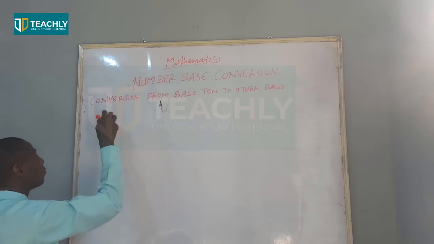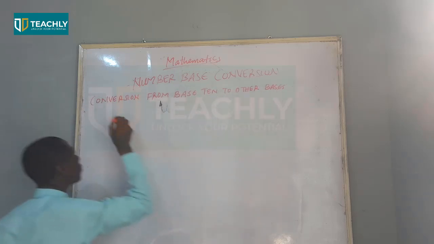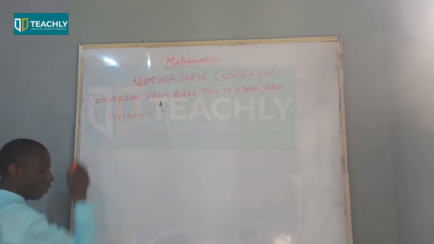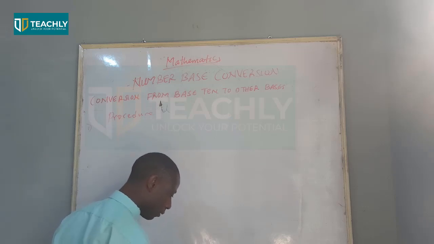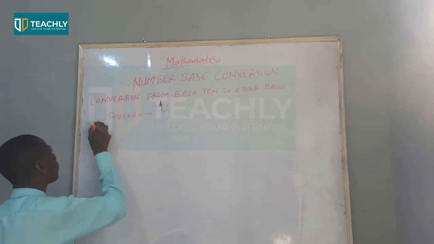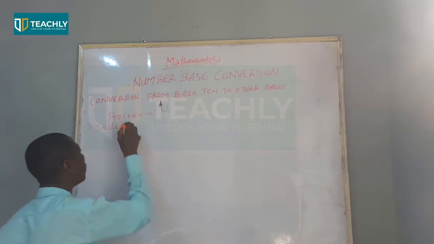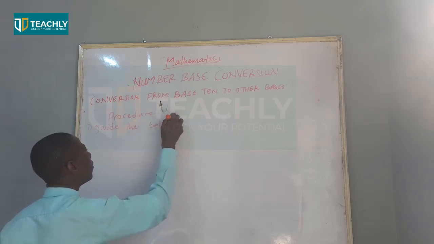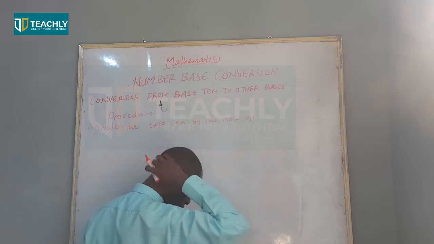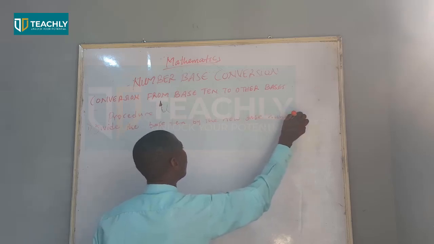Let's look at the procedure. The first step says you have to divide the base 10 number by the new base number. That's the first step.